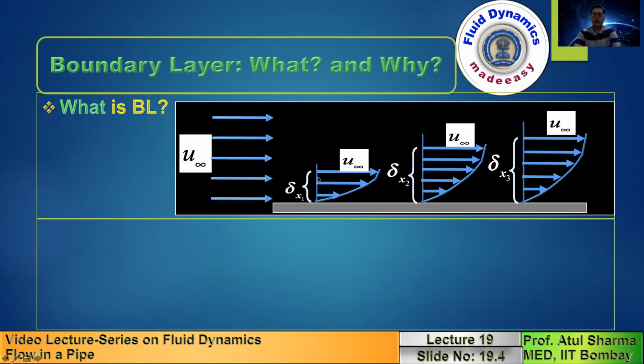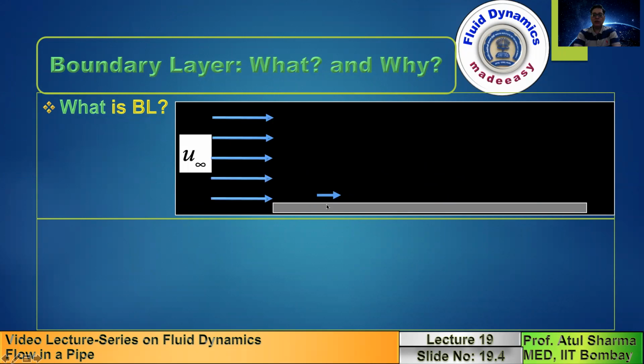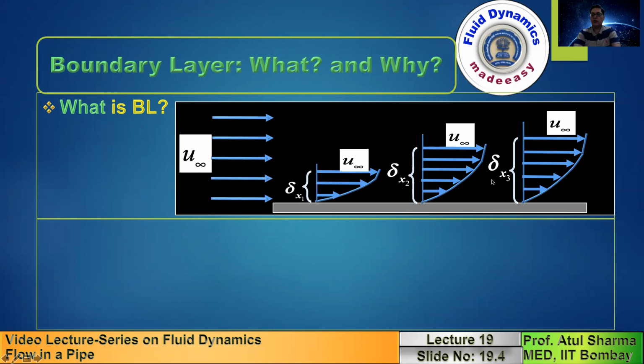At a location x1, when the fluid passes through, there is a gradual increase, and the gradient is within a certain height of the layer. This is denoted as delta x1. At another downstream location x2, the height of the fluid layer in which you have a velocity gradient is delta x2, and further downstream it is delta x3.